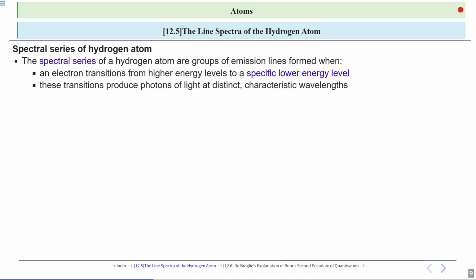Notice that each transition produces a photon with a very specific wavelength. That's why we see sharp, distinct lines in the spectrum, rather than a continuous spread of colors. Each line tells us about a particular jump between energy levels.